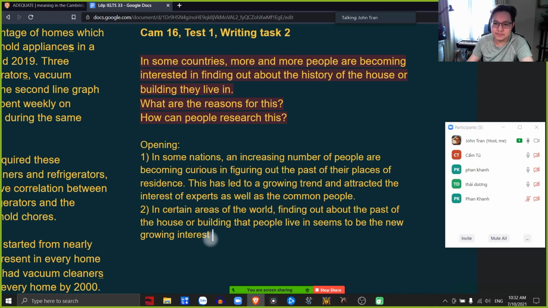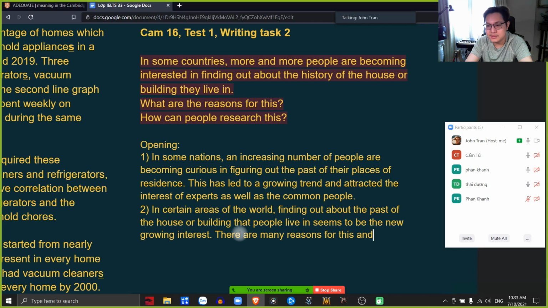Seems to be the new growing interest. And then you can say, instead of saying this has led to a growing trend and something like that, I can go into the question. The questions say, what are the reasons for this and how can people research this? So I can say there are many reasons for this. Có nhiều lý do cho điều này. Mình có thể đi vào cái câu hỏi luôn. Mình có thể ghi là có nhiều lý do cho điều này. There are many reasons for this.